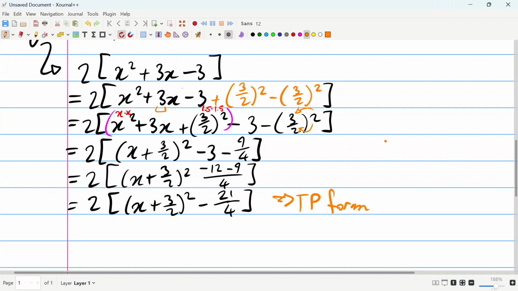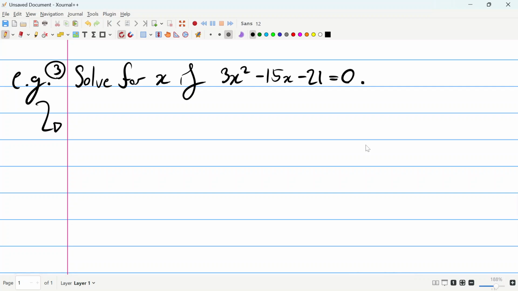Okay, and now we've completed the square. Now let's get to the last example. For our last example, we are going to be dealing with an equation. So we need to solve for x if... all of this. Okay, I'm joking. I'm going to say 3x squared minus 15x minus 21 equals 0.